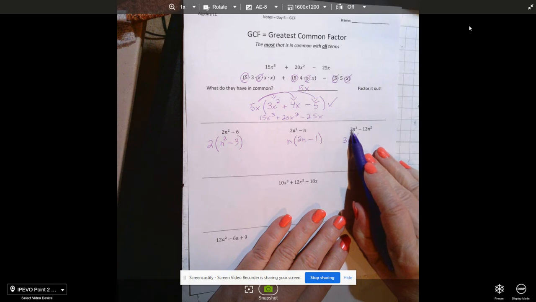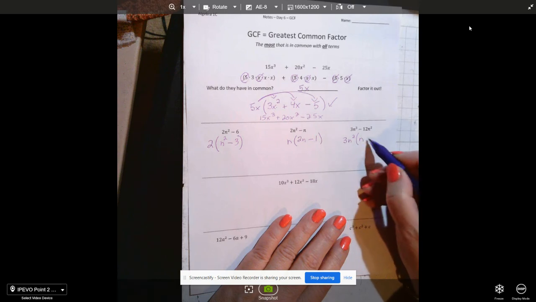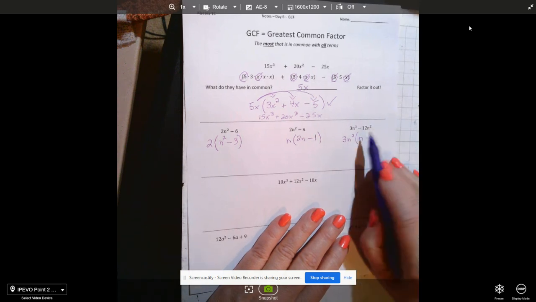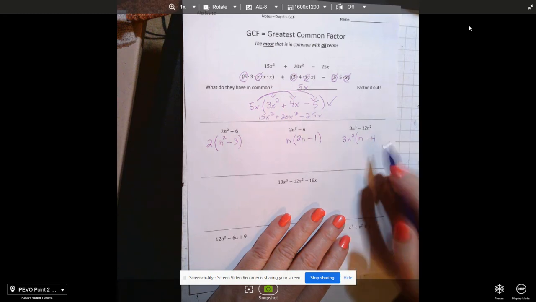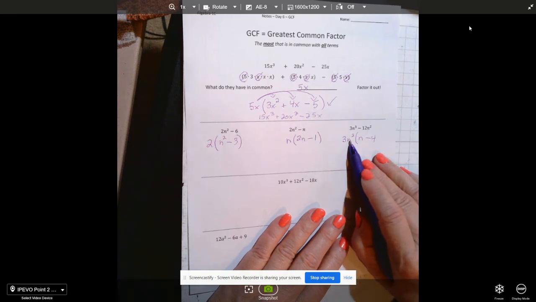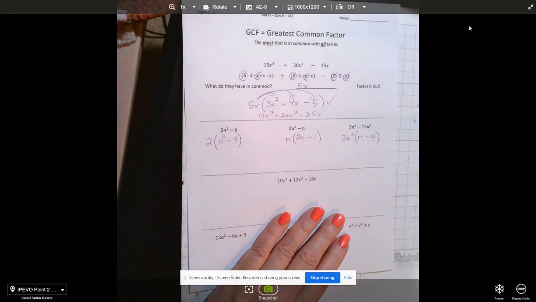Well, if I take 3n to the third and divide it by 3n squared, I have 1n left. I'm going to bring down the sign. If I take 12 and divide it by 3, I'll have 4. And n squared divided by n squared is just 1. So there, this is now factored.